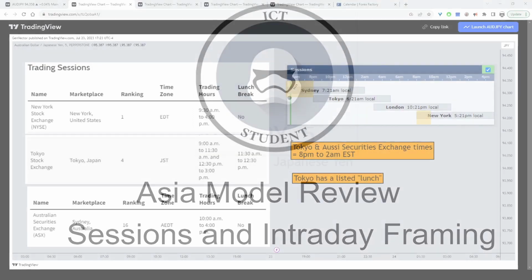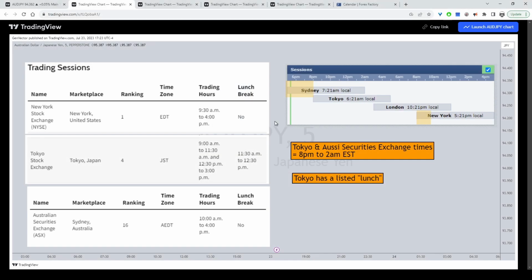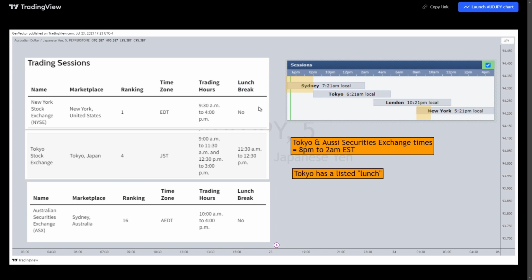Taking a look at the trading sessions, this chart from Investopedia on the left shows the trading sessions, and we know the New York Stock Exchange is a highly ranked marketplace. It's listed as hours, and I want to use that same methodology to look at the markets that affect the FX pair I've chosen for this Asia model, which is Australian dollar, Japanese yen.